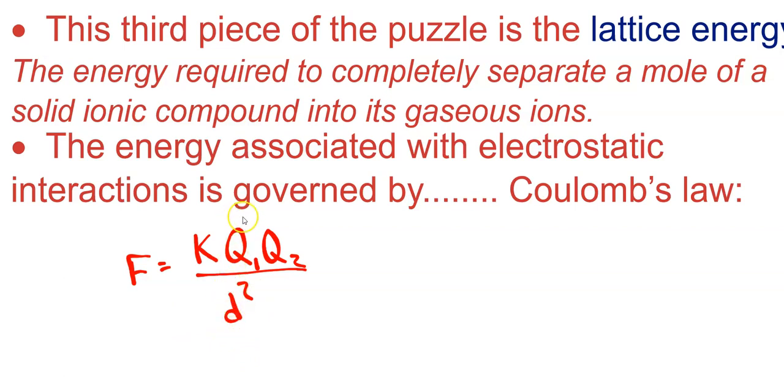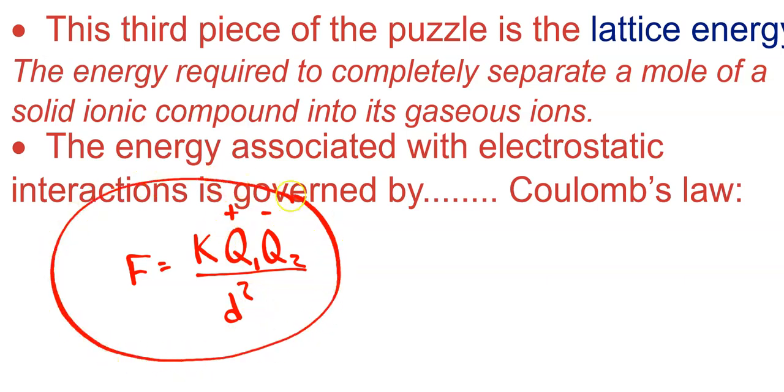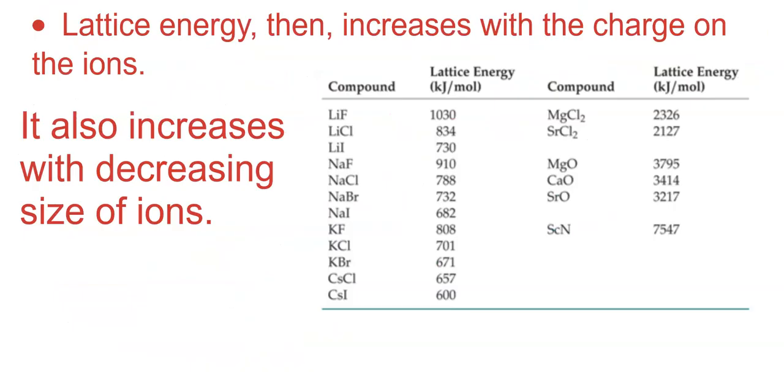Q1 is the charge of one thing we're talking about, like the sodium cation. Q2 is the other thing, the chlorine anion. So Q1 and Q2 are the two charges, and then d is how far away they are from each other. This is Coulomb's law, and it governs every electrostatic attraction that we have. So what your teacher is asking you, on how to line up lattice energies from increasing to decreasing order, can be answered with Coulomb's law, or with these two summaries.